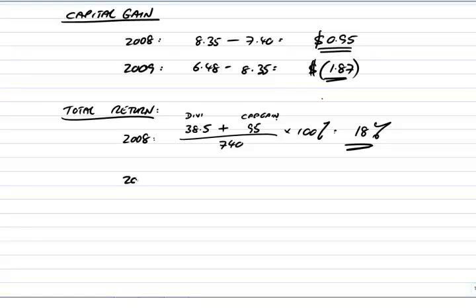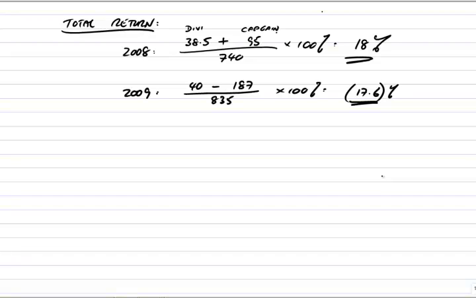And finally, for the numbers, 2009, the dividend 40. Here a capital loss of 187 cents on an opening market value of 835. And so the overall return, it's negative. I get 17.6%. So I think there is pretty easy marks for the numbers. What about the discussion, though?